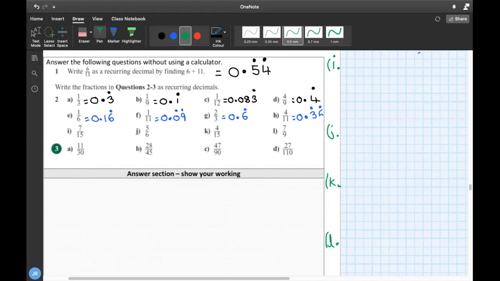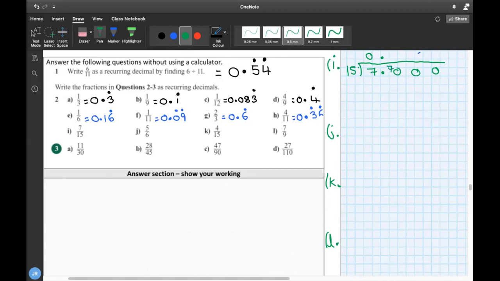Okay then, let's have a look at the first one, 7/15. So that is 7 divided by 15. We're dividing 7, and we are dividing that by 15. Okay, how many 15s fit into 7? None, so we carry the 7 over.